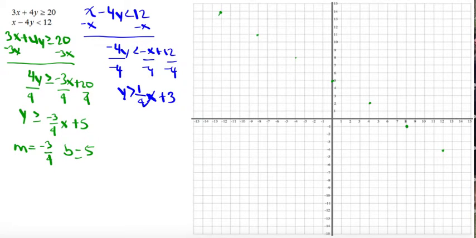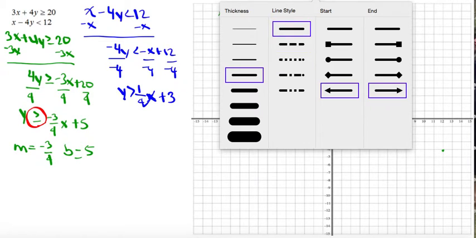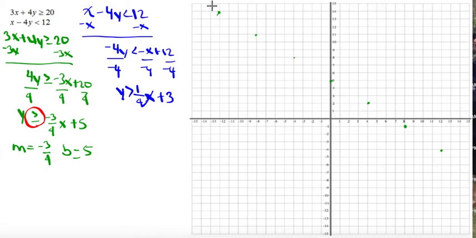Then I figure out what type of line I have here. Since my inequality is greater than or equal to, I know I'm going to have a solid line. So my solution will be on the line.